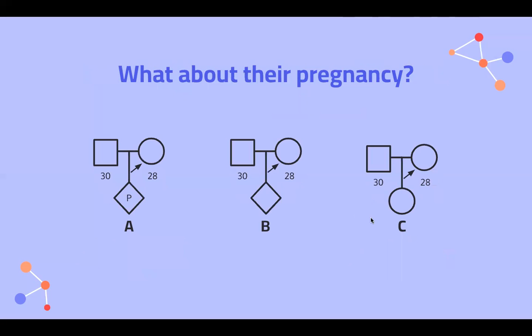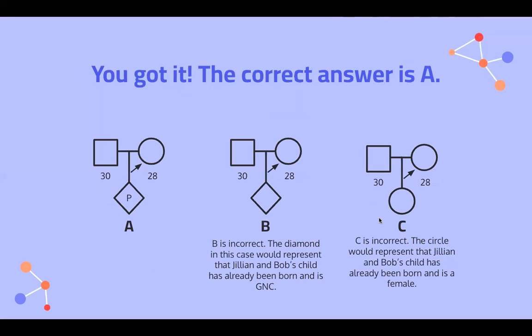So how would we represent their pregnancy on a pedigree? Again, feel free to pause the video to think this through and then continue when you're ready. You got it. The correct answer is A. B is incorrect because the diamond in this case would represent that Jillian and Bob's child has already been born and is gender non-conforming. C is incorrect because the circle would represent that Jillian and Bob's child has already been born and is a female.